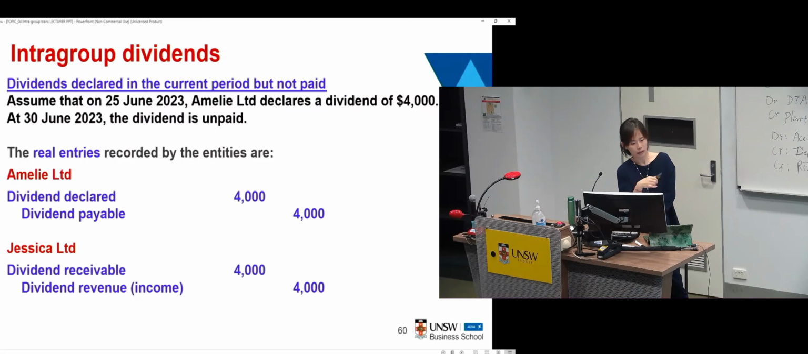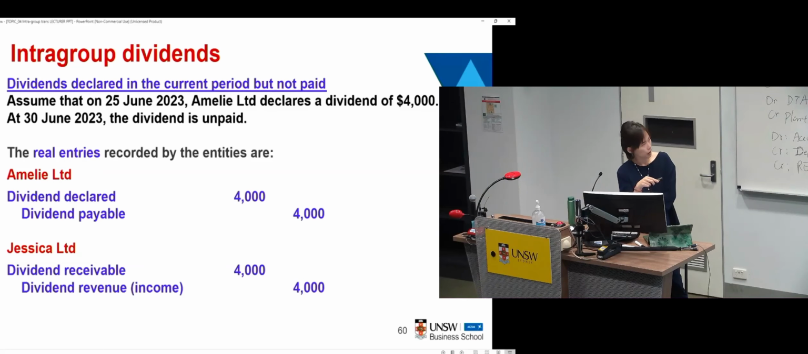Okay. Now let's look at two different examples. Now assuming on 25th of June 23, Amelia is a subsidiary, right? Jessica is a parent. Amelia declares a dividend of 4,000. It is very close to the reporting date. The reporting date is 30 June. And this dividend then will be paid, could be sometime in August. Okay, that belongs to the next financial year. Now the real entries recorded by each legal entity include Amelia recognizing a payable. Once Amelia declared, raise a liability, okay, and debit dividend declared.